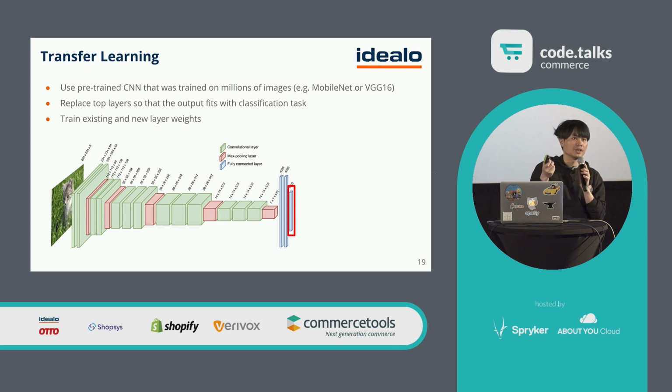In our case, we use a pre-trained convolutional neural network on ImageNet. ImageNet is a data set provided by a research institute a long time ago, and there was a competition around it. And basically, they trained several models on this, for example MobileNet and VGG16.